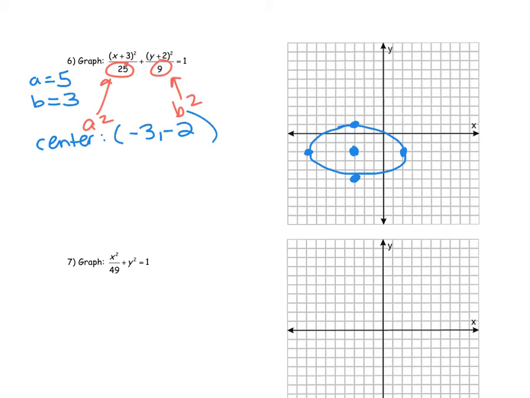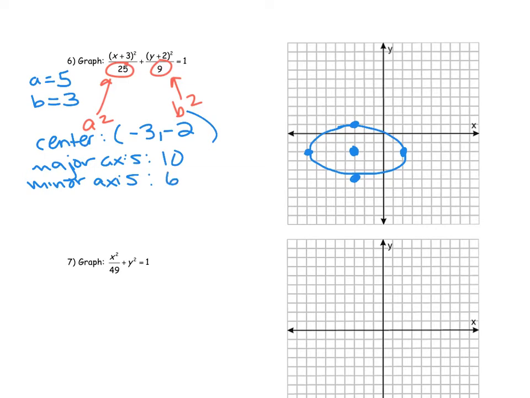Okay. Next piece of information we should also probably list is the length of the major axis. So remember, the major axis is twice the value of a. So twice the value of 5 is 10. The minor axis is twice the value of b. So my minor axis will have a length of 6.